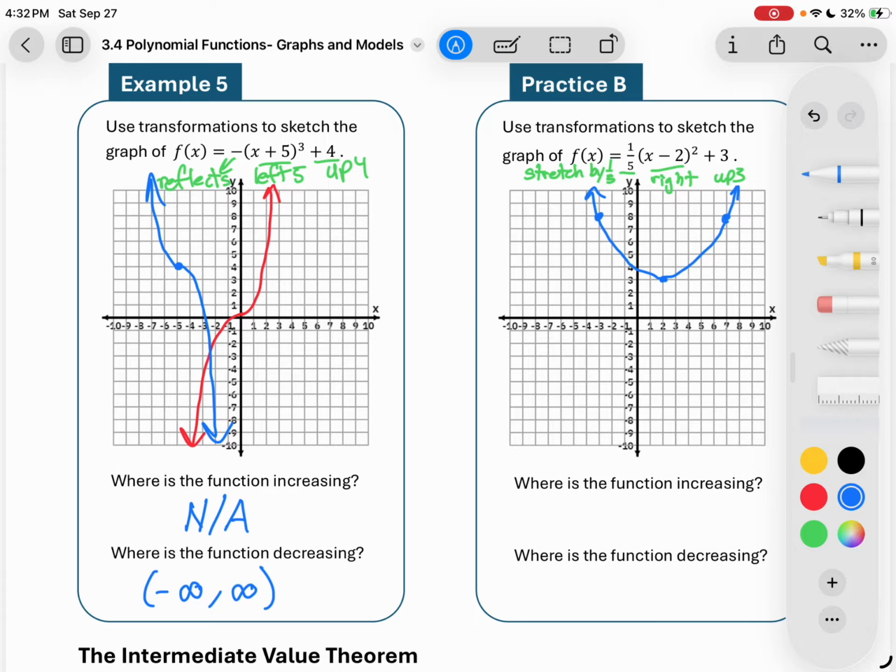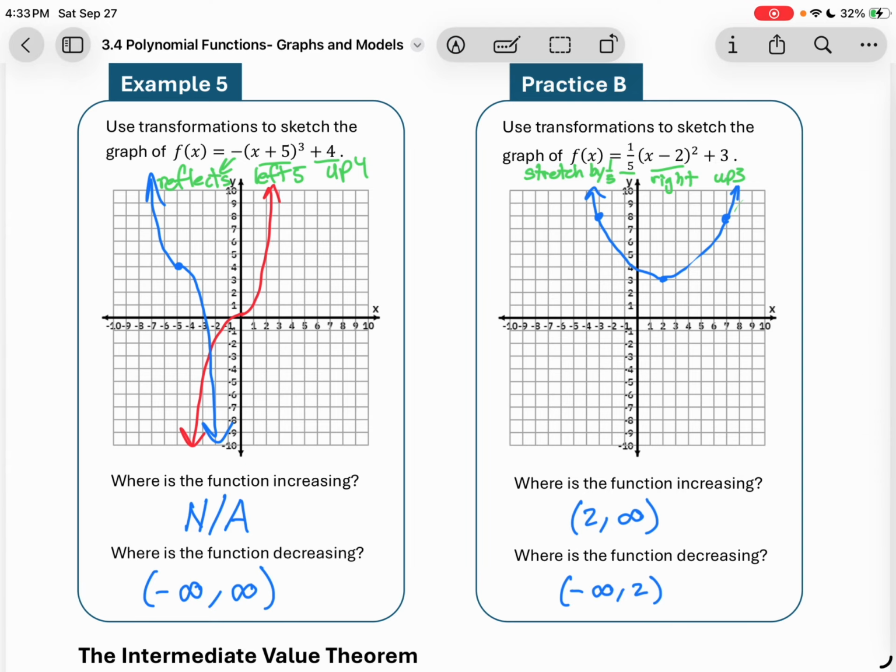If we look at the parabola on practice B, it's increasing at this part, and that is at an x value of 2, so 2 to infinity. And it's decreasing from -infinity all the way to that x value of 2, so it's decreasing from -infinity to 2. Okay, let's keep going.